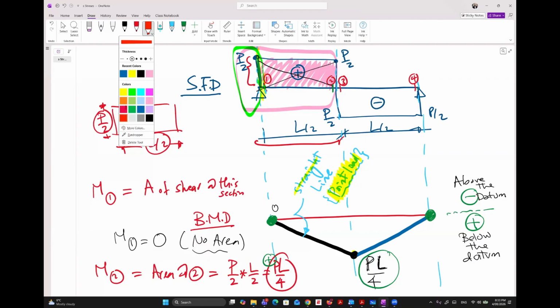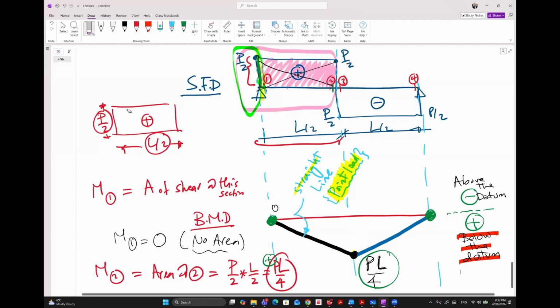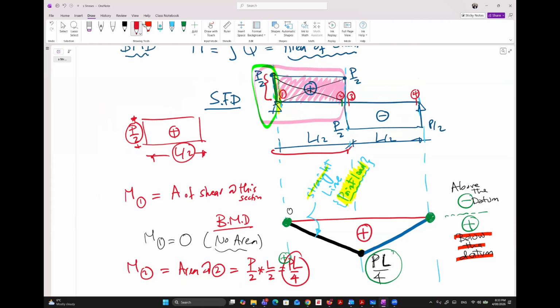Positive. Why is it positive, guys? Because it's below the line, the dotted line. Yeah, because it is below the datum, and as we mentioned, we put the positive below the datum. So this is a positive bending moment diagram.